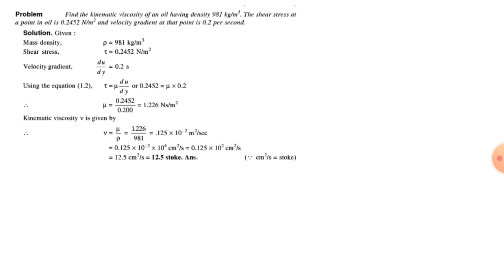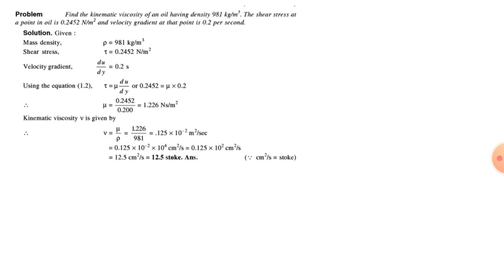We have to find the kinematic viscosity. Shear stress is equal to mu du divided by dy, or 0.2452 is equal to mu into 0.2. So therefore mu is equal to 0.2452 divided by 0.2, which is equal to 1.226 Newton second per meter square.